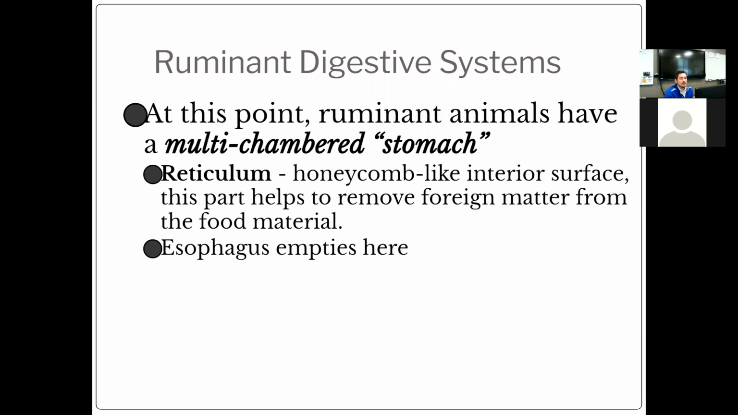So it is a honeycomb-like interior surface. It works like a filter. It's going to take some of that foreign matter out of the food material. And this is the first chamber of the stomach, the reticulum. We are going to see a picture of it. It's a little gross for some folks that aren't used to that sort of thing. So just be prepared for that.